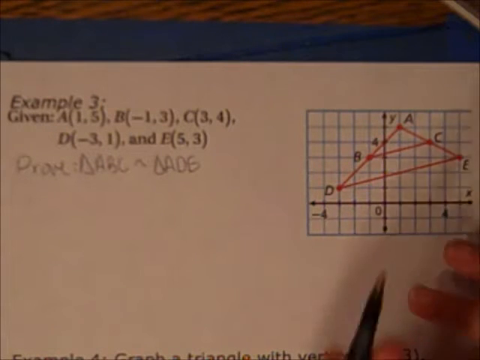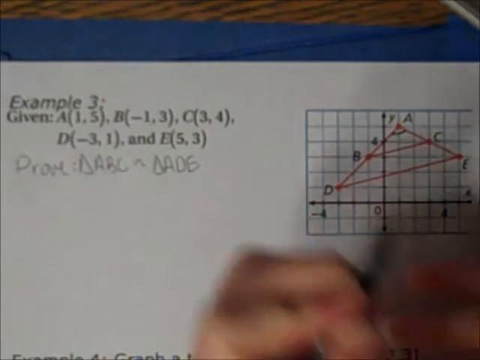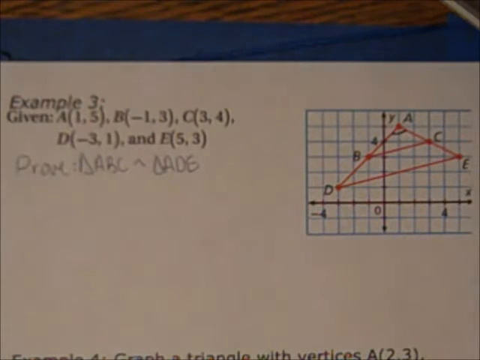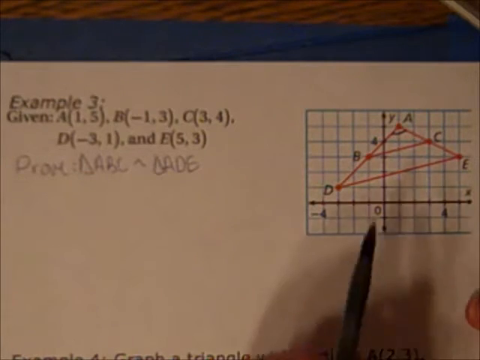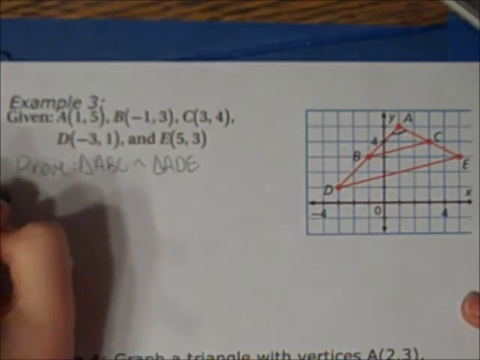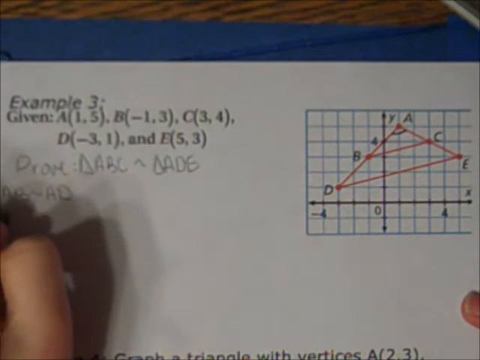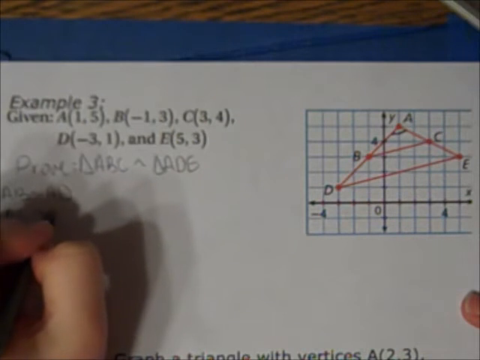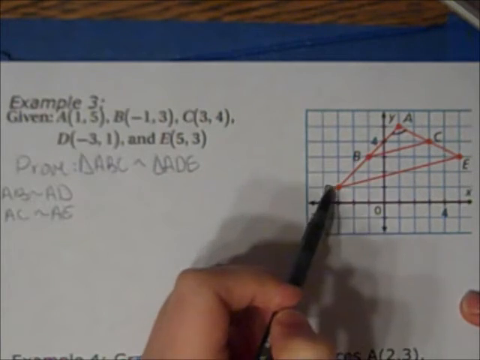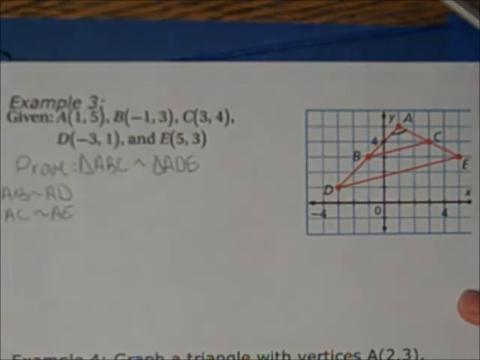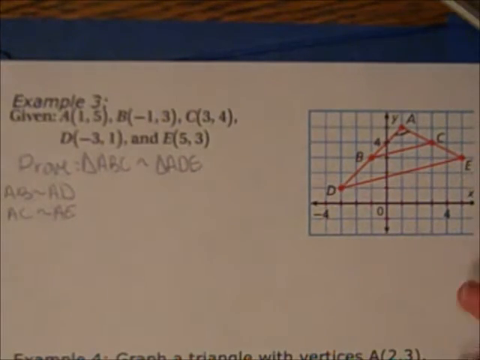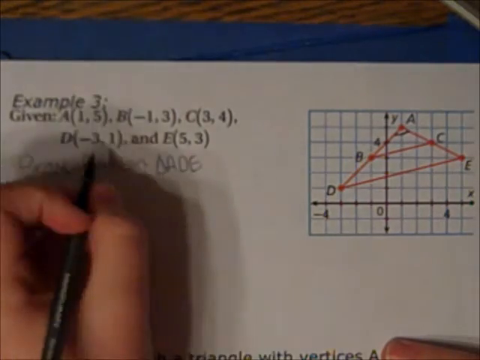Now, because these triangles share this angle A, we only have to prove two sides because we're going to use our side angle side thing. So we use side angle side in chapter 4 to prove triangles are congruent. We can use it again to prove that they're similar. So if I can prove AB is similar to AD, and I can prove AC is similar to AE, then I've got the side angle side thing going for me. So here we go. Let's find the distances of these four pieces that I'm interested in.